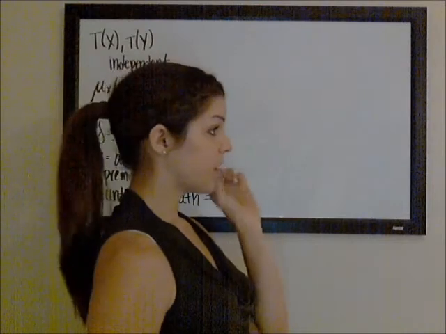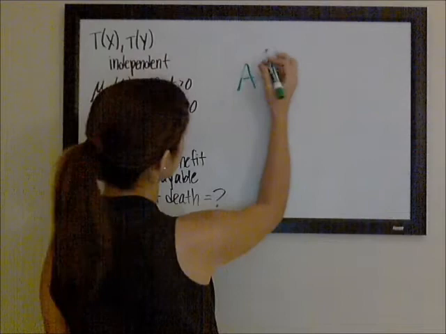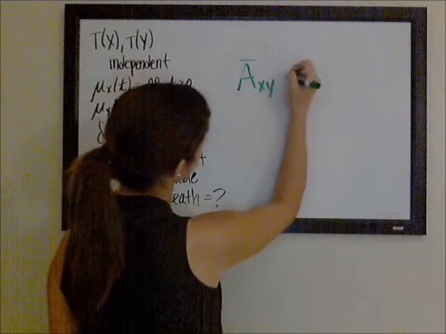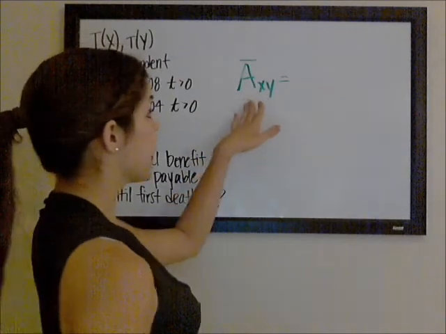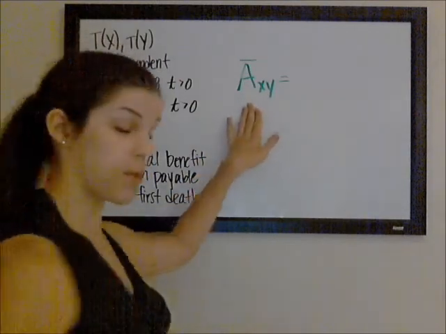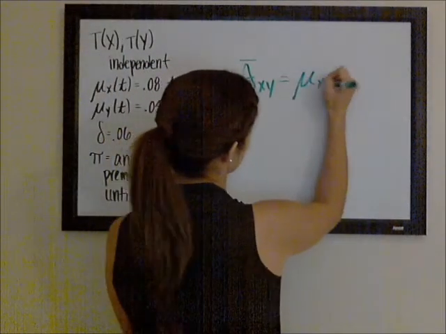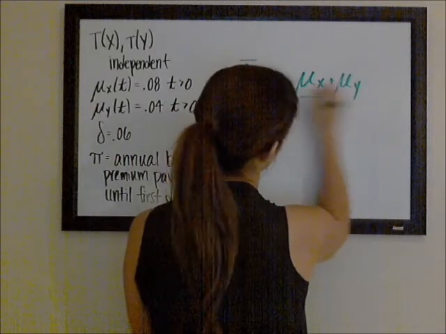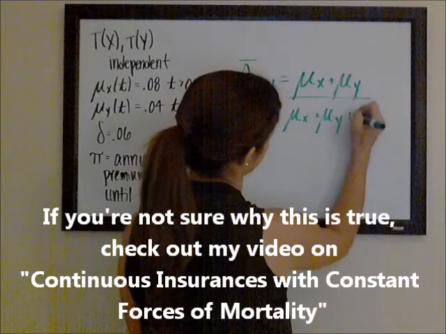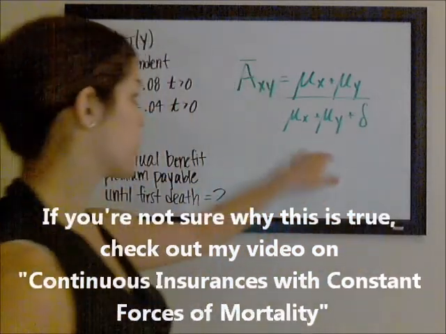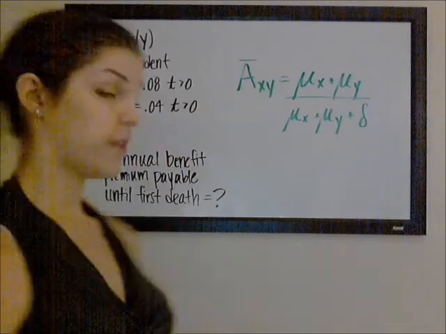Also, it reminded me of the formula for the actuarial present value of a continuous insurance or an insurance payable at the moment of death on a joint life status, that you can sum up the forces of mortality and take that over the sum of the forces of mortality plus the interest rate. So I hope that was a helpful review for you as well.